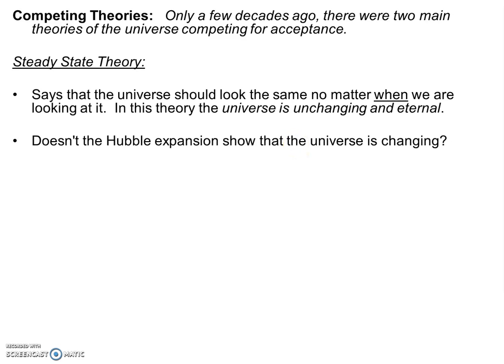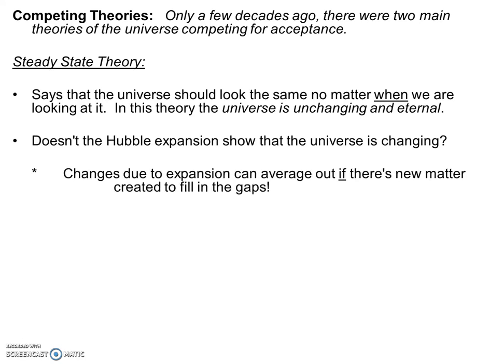Okay, doesn't the Hubble expansion show that the universe is changing? Well, they would say no. Changes due to expansion can be smoothed out if you allow for matter to be created to fill in the gaps. So in other words, if two galaxies are moving apart and they get twice as far apart, a new galaxy will form in between to fill in the gaps and make the average density of the universe the same. And you might say, wait a minute, that's not fair. You didn't tell me where the matter came from.